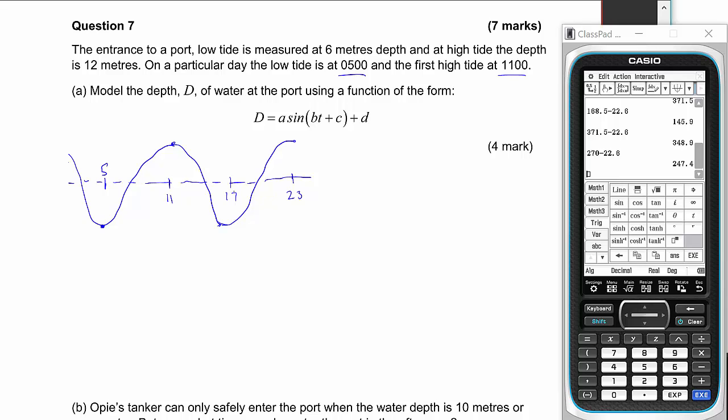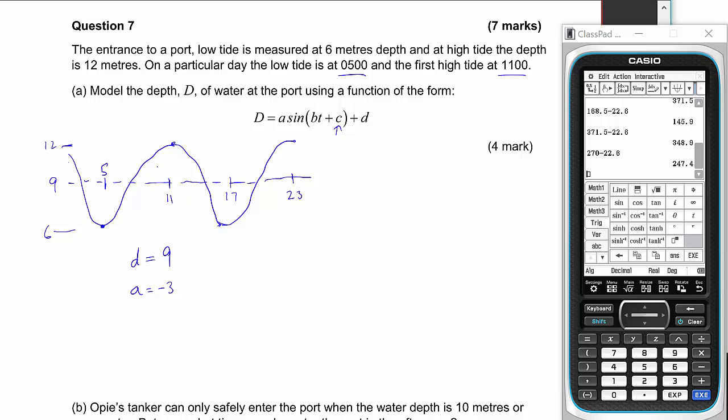Okay, so first of all, 6 and 12, so we know that this is 12 up here, and that's 6, so in the middle of those is 9, so straight away d is equal to 9. This one goes downwards to begin with, so I think we'll take a is equal to -3. Well, we could take it as +3 and it will just adjust the value of c. So there are different answers that will give you the correct thing.